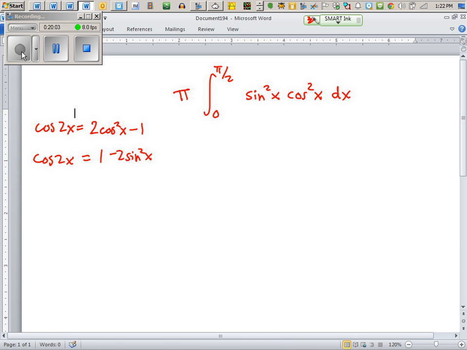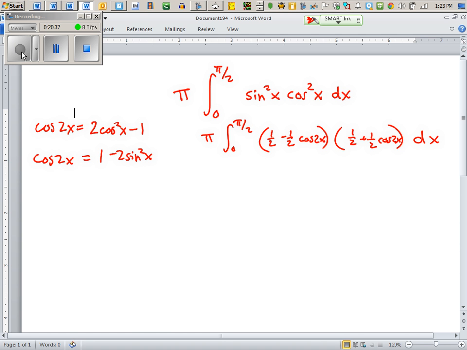If you isolate cos squared in the first one, you'll get a nice replacement for cos squared. If you isolate sine squared in the second one, you'll get a replacement for sine squared. So you can replace sine squared with 1/2 minus 1/2 cos 2x, and you can replace cos squared with 1/2 plus 1/2 cos 2x. This is very powerful because it just took quadratic trig expressions and turned them into linear ones. That's awesome.